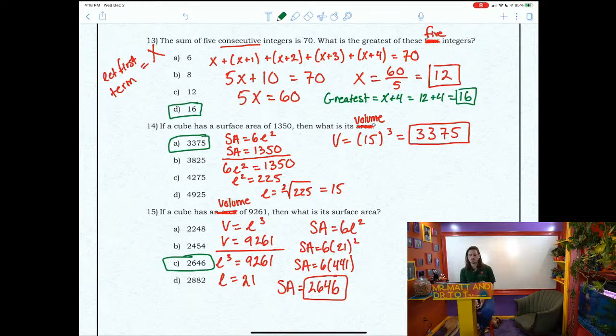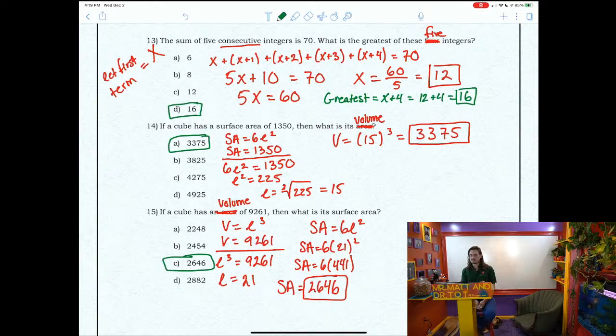Combining like terms, we're going to get 5x plus 10 is equal to 70. Subtracting 10, we get 5x is equal to 60. Dividing by 5 on both sides, we'll find that x is equal to 12. But that is not the answer to the question, because x is the first term. The greatest term is going to be the fifth term, which is represented by the expression x plus 4. So if x is equal to 12, then x plus 4 would be equal to 16. So the answer to 13 is D.